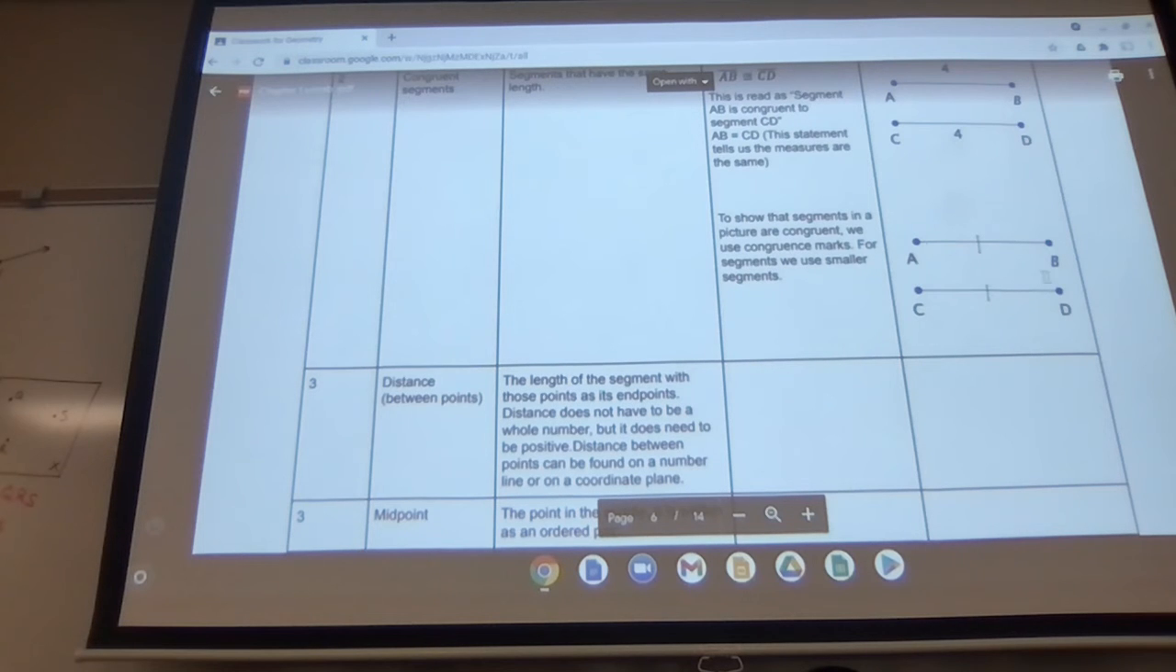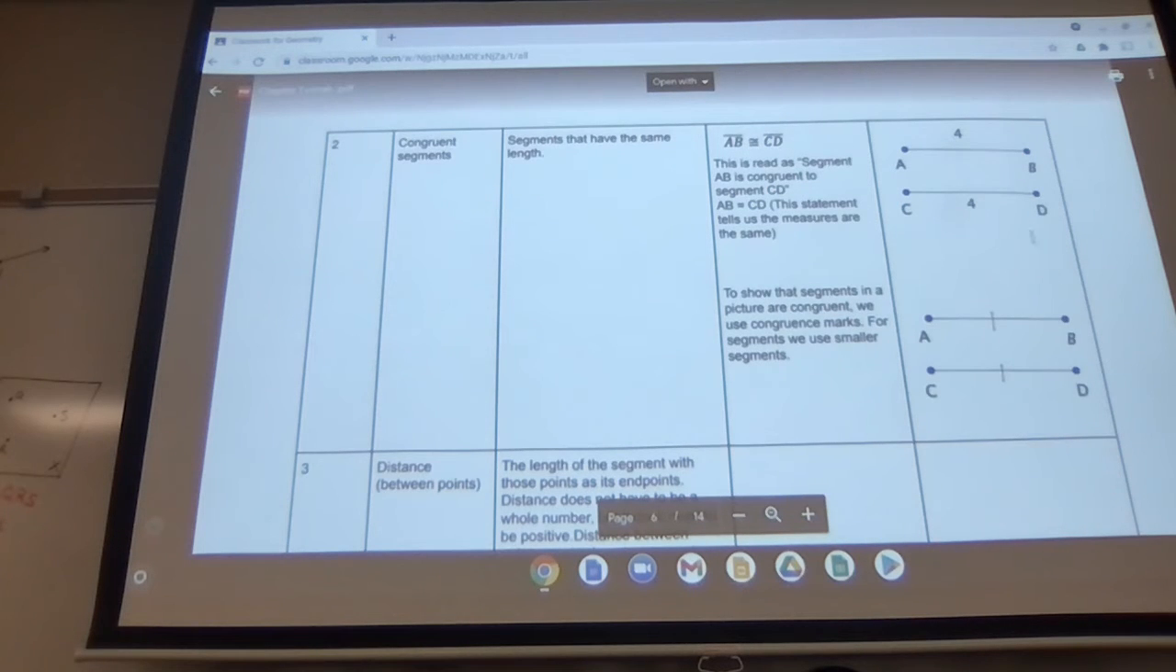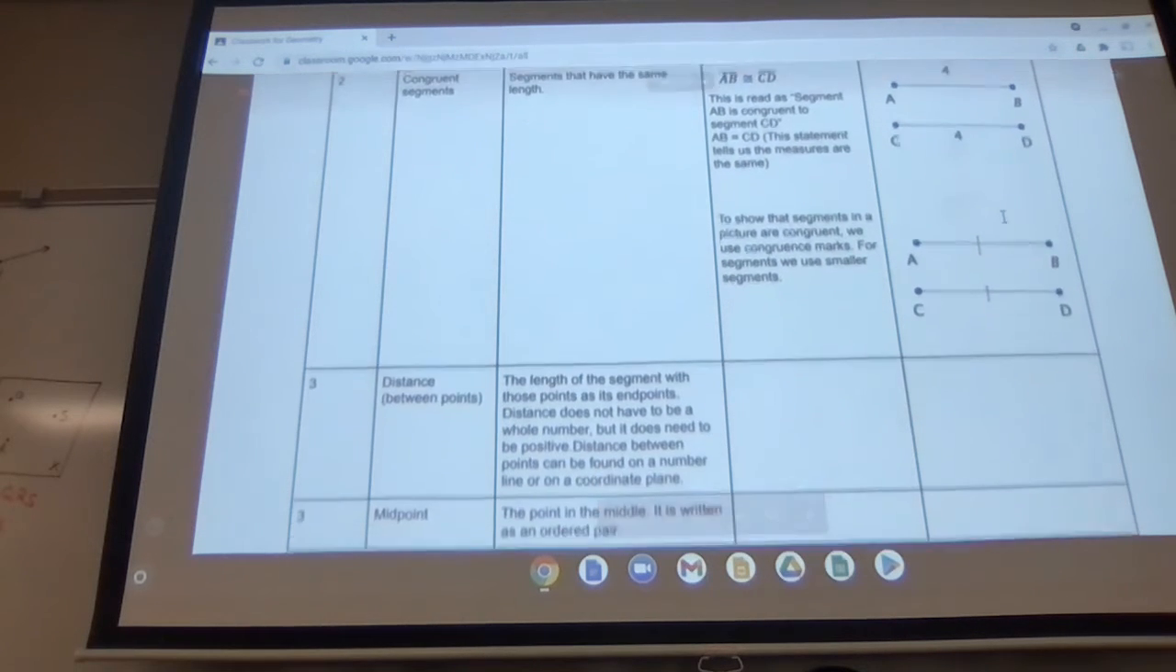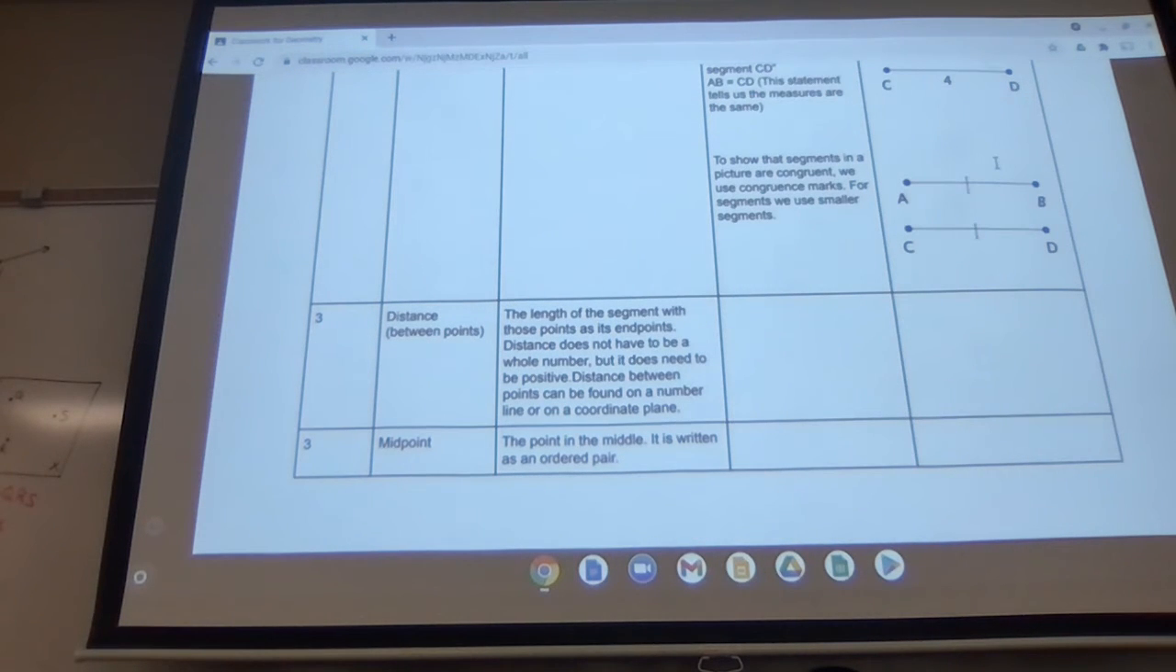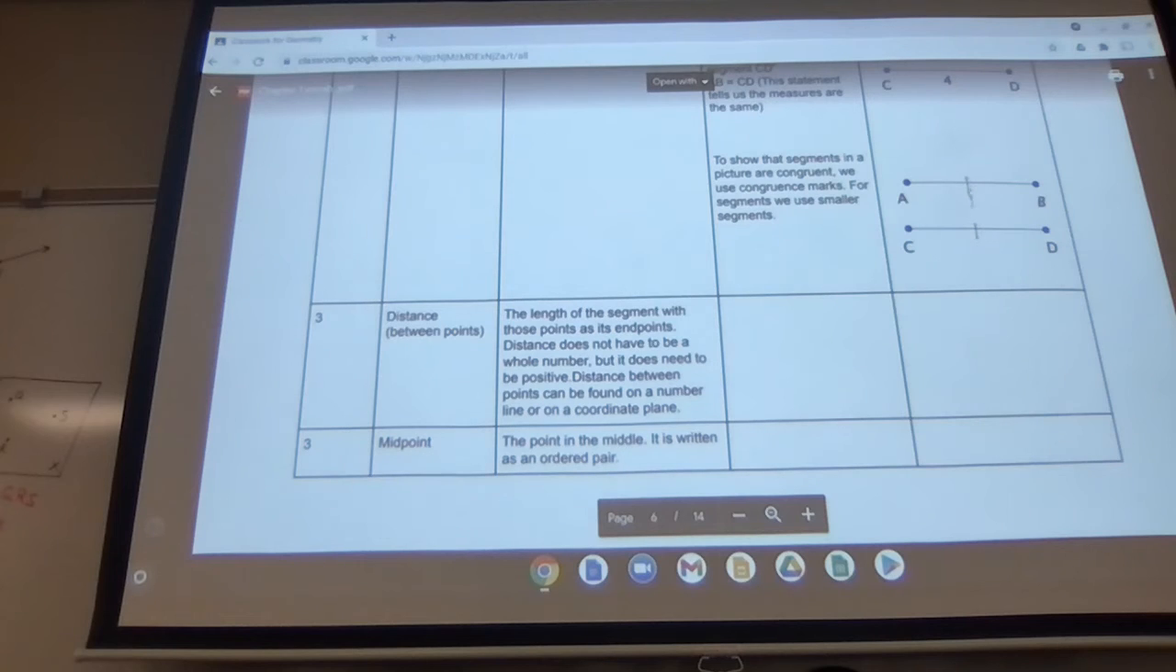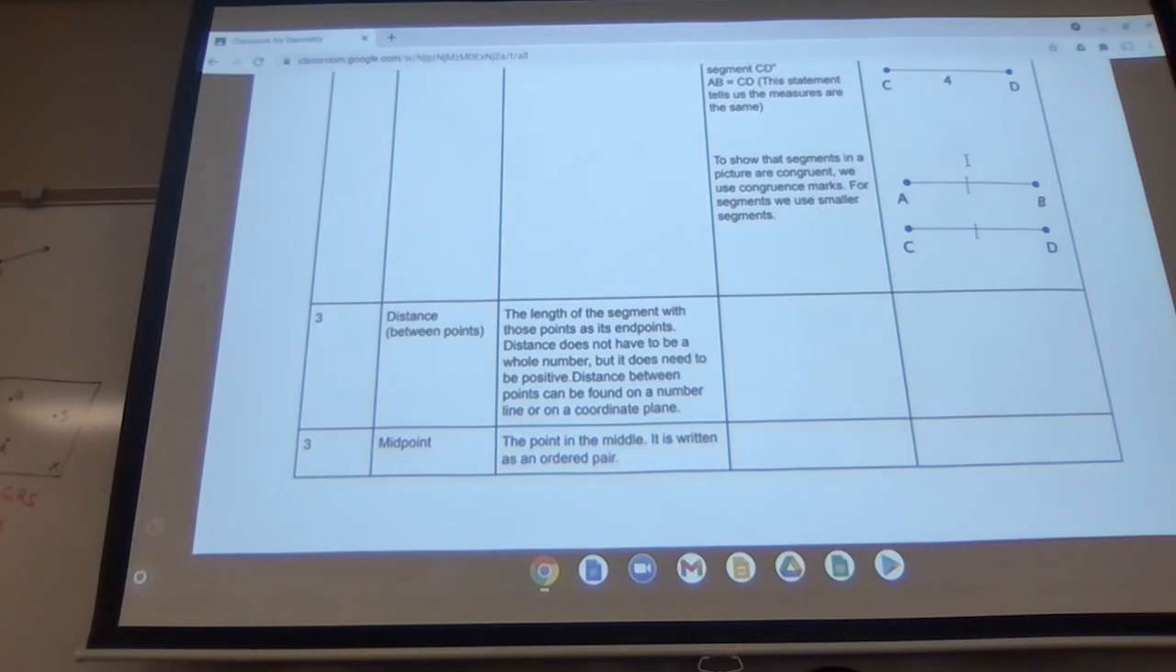When they want to show that two segments are congruent to each other, they can either show that they're the exact same length by giving them a number. In this case, they were both a length of 4. Or what you will more often see than anything is they will put what I call a little tally mark through the segments. If two segments have the same number of little tally marks through them, that means they're congruent to each other. You're going to see a bunch of that as you go through this year.